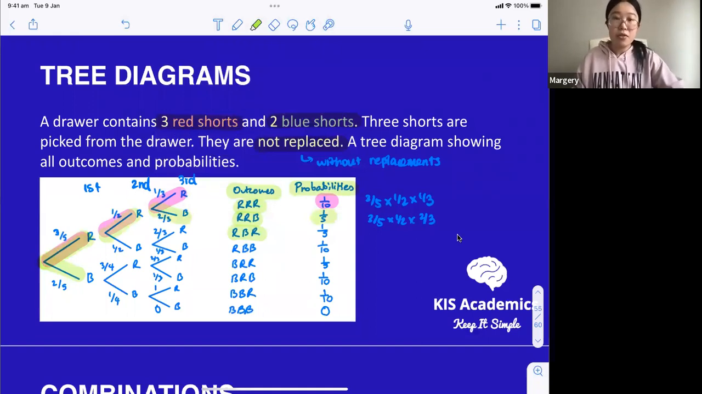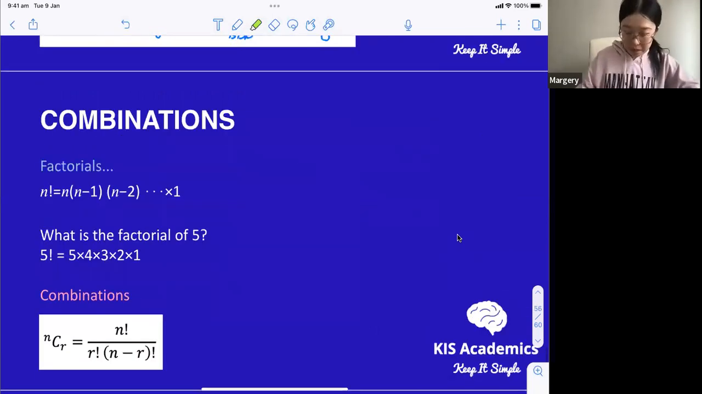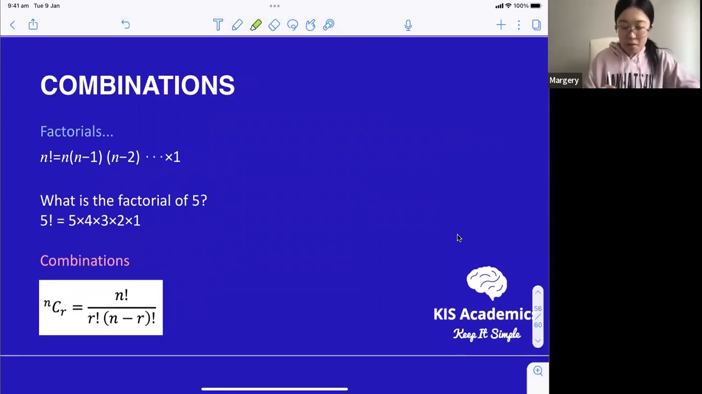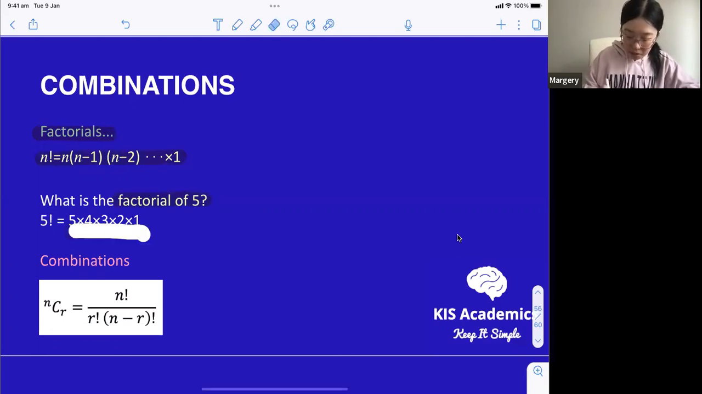In the last 5 minutes or so, we'll finish up with talking a bit on combinations and probability. In terms of combinations, we use the concept of factorials. We know n factorial is n times n minus 1 times n minus 2, etc. So if I want to find the factorial of 5, we have 5 factorial, represented by an exclamation mark, which is equal to 5 times 4 times 3 times 2 times 1. So all numbers less than or equal to that number are multiplied together.